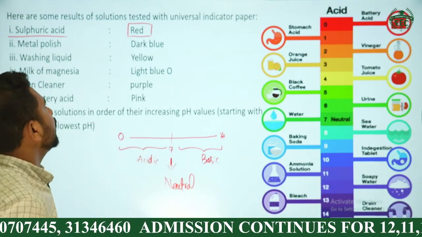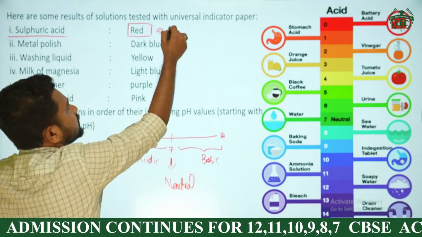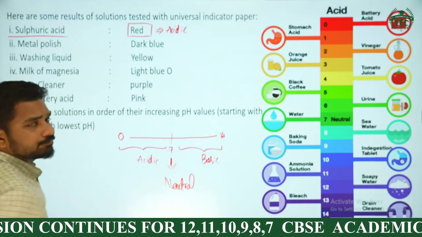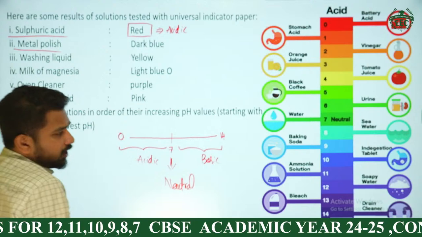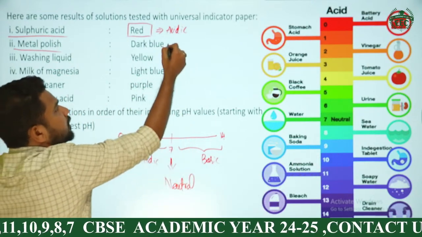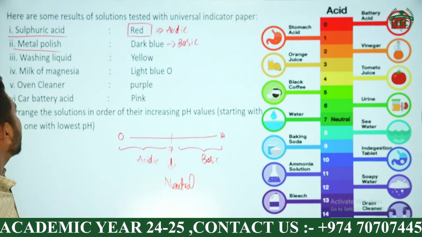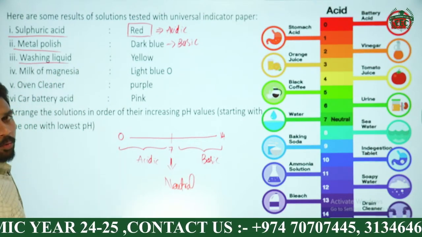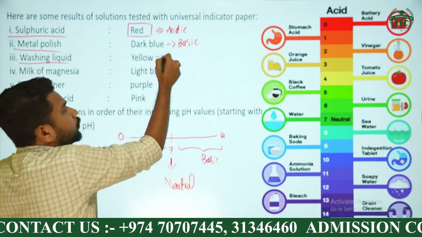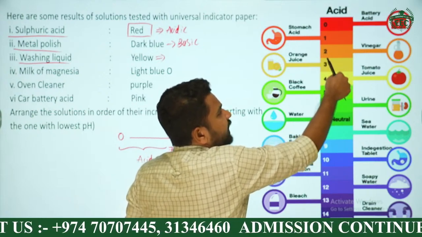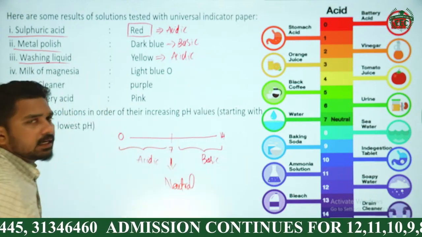Yes, then we can move on to the next thing, that is sulfuric acid, it is red. So you know that red means it is acidic. And what about metal polish? It is dark blue, right? If it is dark blue, then it will be basic in nature. And washing liquid is indicated by yellow color. If it is yellow color, it will be acidic in nature.